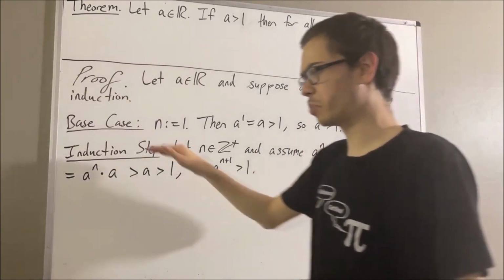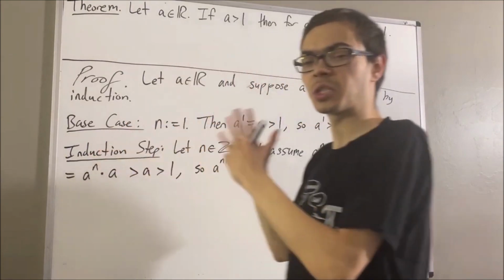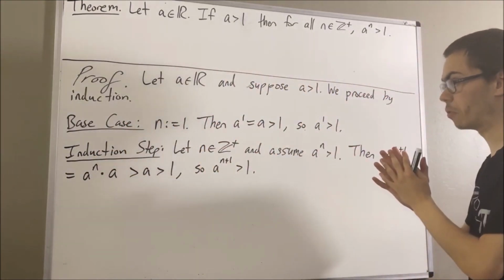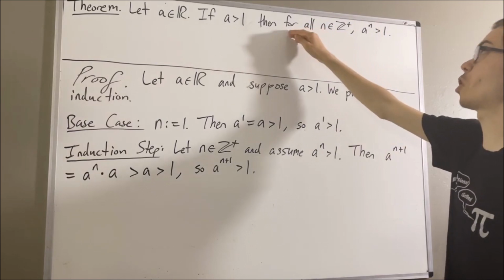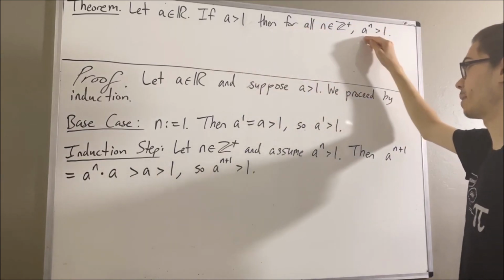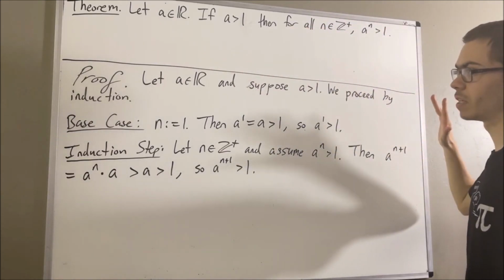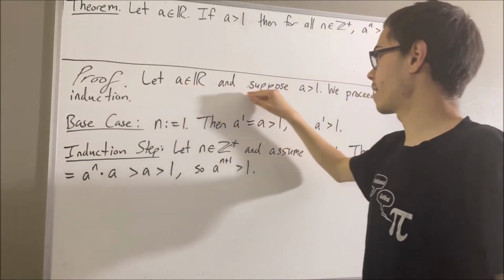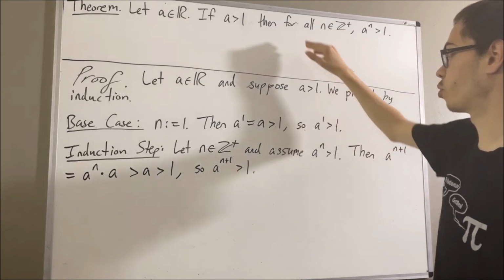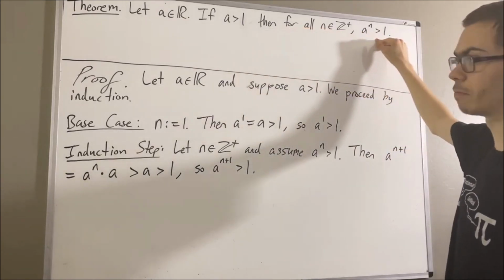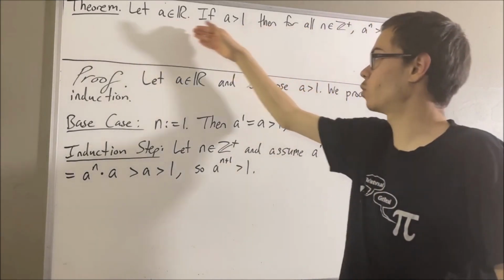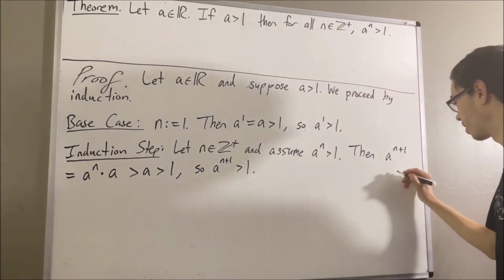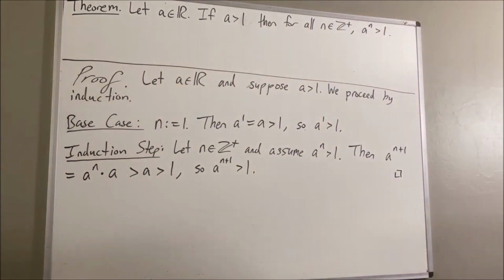And because we've completed both the base case and the induction step, this closes the induction. Which means we have proven that for all positive integers n, a to the power of n is greater than 1. Putting this all together, we gave ourselves an arbitrary real number a that is greater than 1, and proceeded to prove that this is true. And that's exactly what we wanted to prove. So this completes the proof. And so yeah, that's pretty much it for this video.